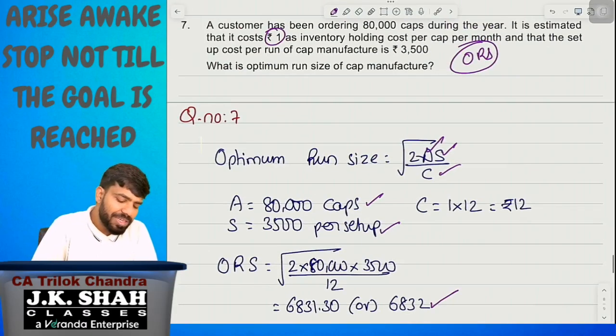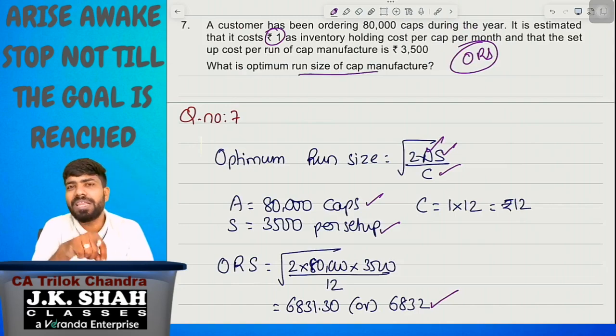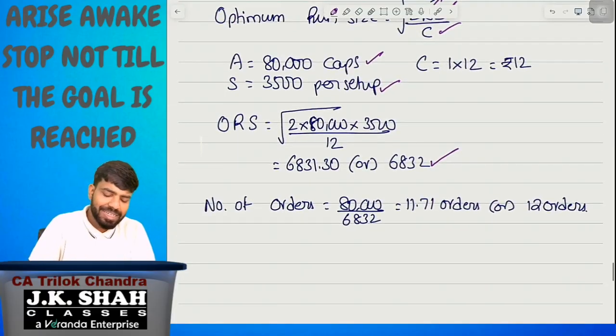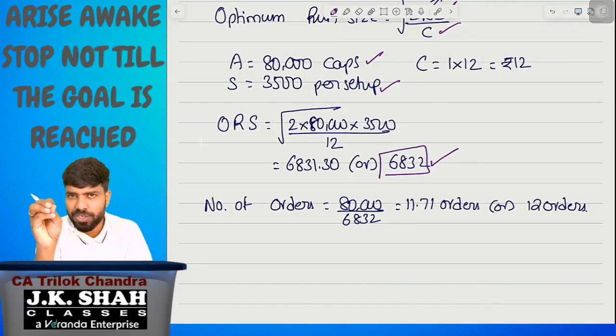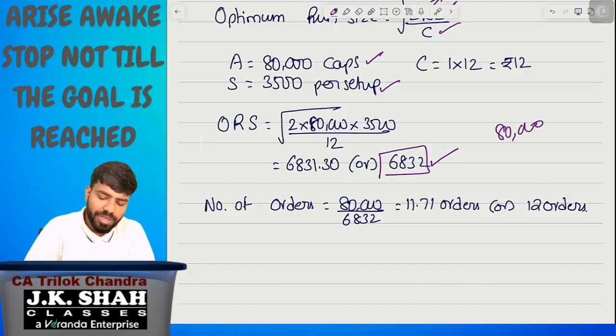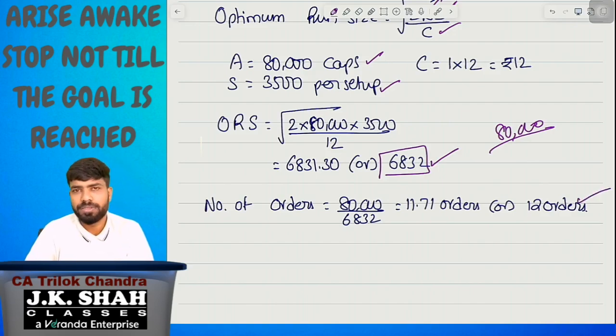Actually, in this question, the requirement is optimum run size, but what they gave in the options is number of runs. So each run can give 6,832 approx. Actually it is 6,831.30, as an approximation we take 6,832. To produce 80,000 units, how many runs are required? 80,000 divided by 6,832. You will get 11.71 runs or 12 runs. Total number of runs required is 12 runs.